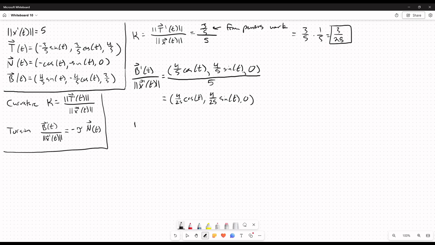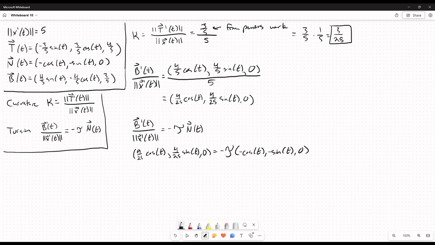And now what we want to find is there some scalar so that b prime of t over the speed equals negative tau times n of t. In other words, we want to find a scalar so that 4/25 cosine of t, 4/25 sine of t, 0, equals negative tau times negative cosine of t, negative sine of t, 0. Now, in this case, you can probably tell what it is right away. You can tell that tau is going to be 4/25, but let's say it wasn't that easy to tell.